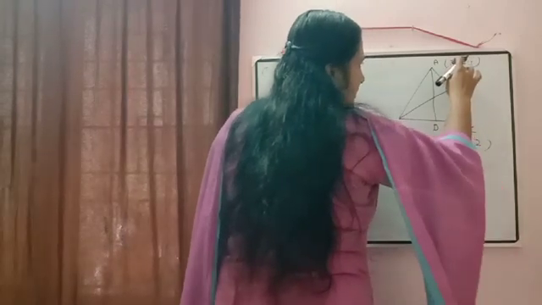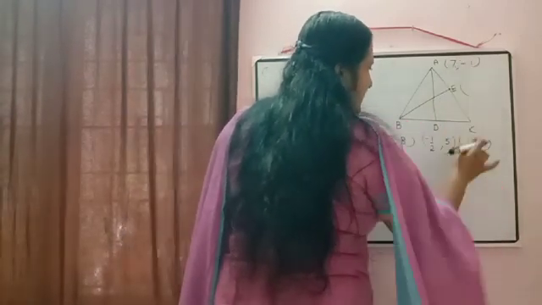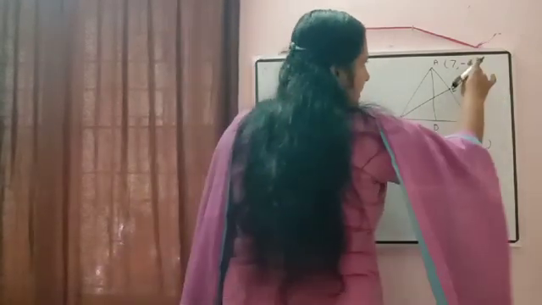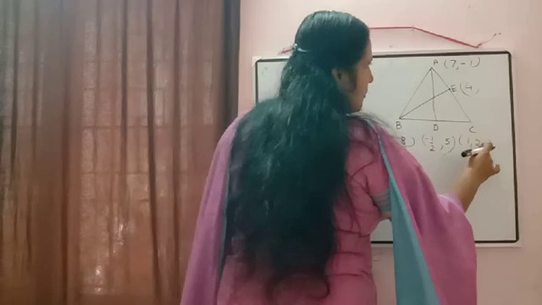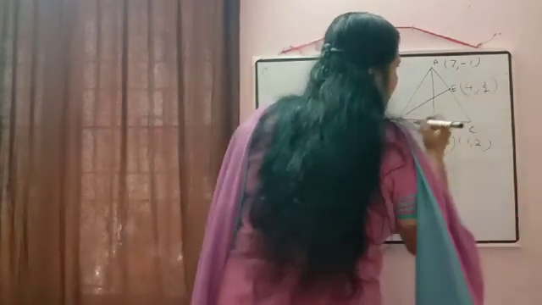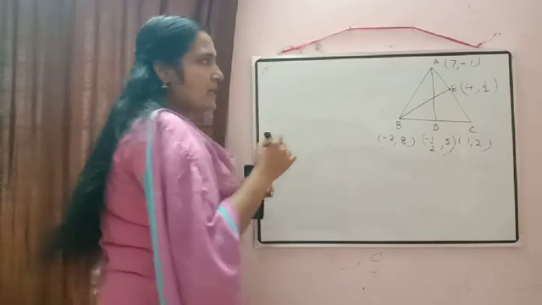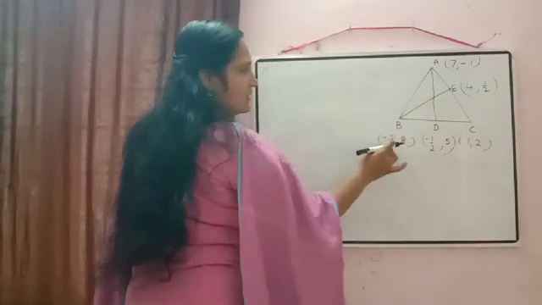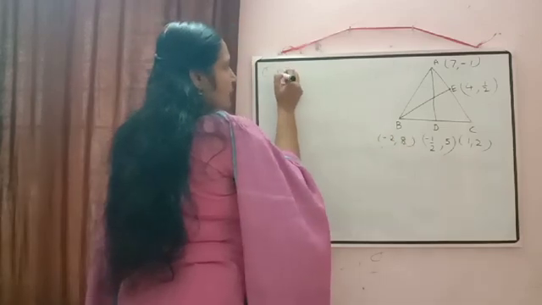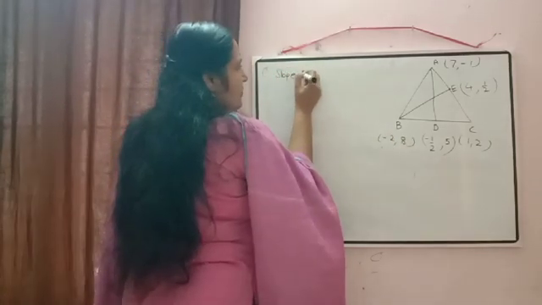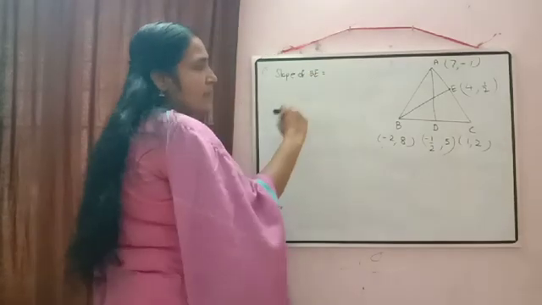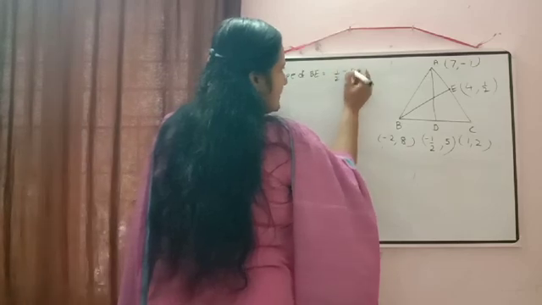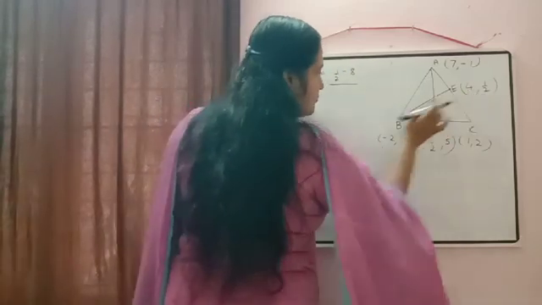X coordinate will be equal to 7 plus 1, 8 divided by 2. So that will be equal to 4. Then here minus 1 plus 2, 1 by 2. So we will get 4 comma 1 by 2. So again first we can calculate the slope. So slope of BE. So this one I am taking as x1 comma y1. So write down there slope of BE is equal to y2 minus y1, so 1 by 2 minus 8 divided by x2 minus x1.